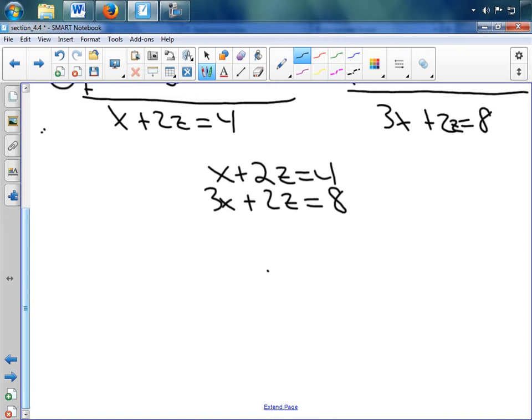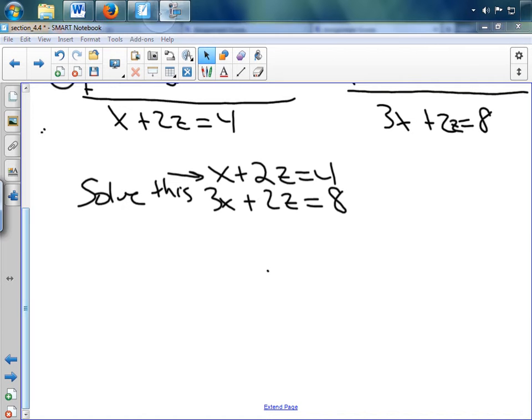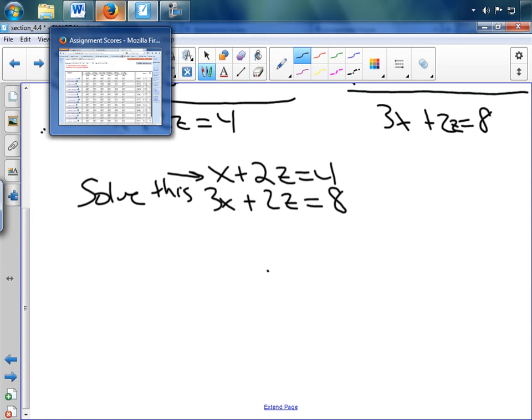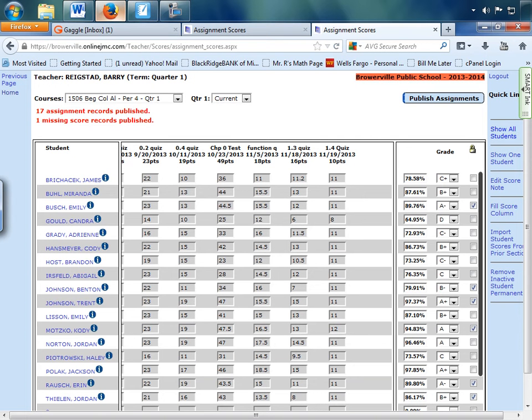We have 2 equations, 2 unknowns. Okay? So at this point, I want you to solve this. Okay, that should be enough time. I really would like to know why this keeps doing this.